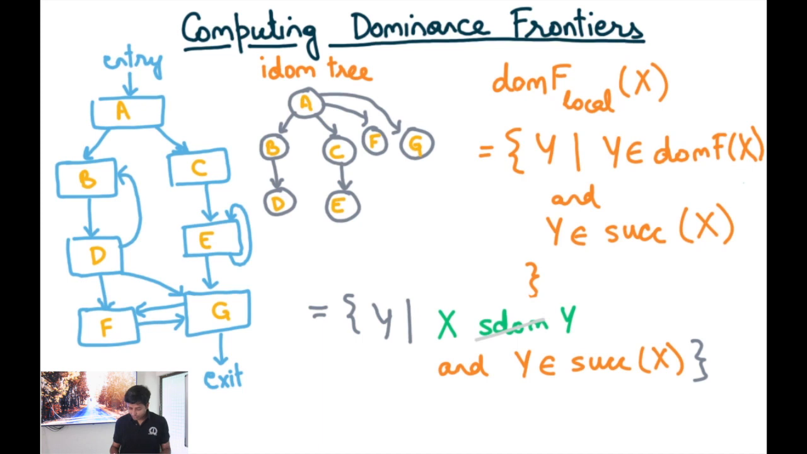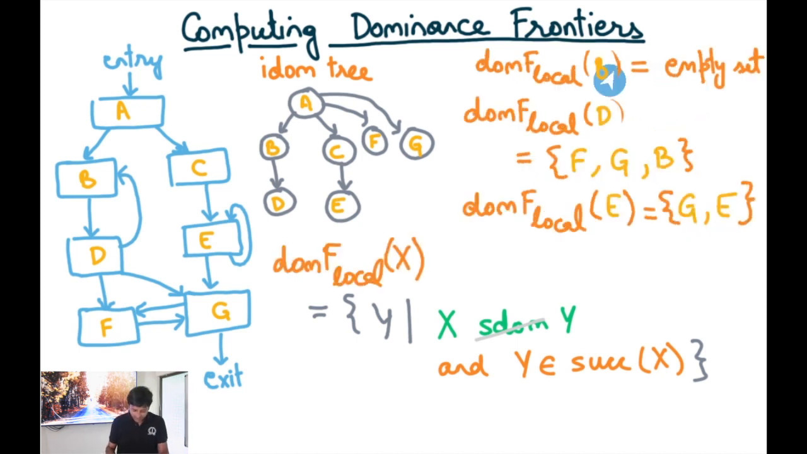As I said earlier, if Y is in the successor set of X, which is the common thing here, and X does not strictly dominate Y, then I know that Y must be in the DOMF of X, because after all, a predecessor of Y is X, and X dominates X, so it satisfies the DOMF condition. And you can also check the other side of this equivalence. So this is also very helpful, because if I want to check which of my immediate successors are in my dominance frontier, I only need to check which of them I strictly dominate. The ones that I don't strictly dominate are in my dominance frontier, and that forms my DOMF local set.